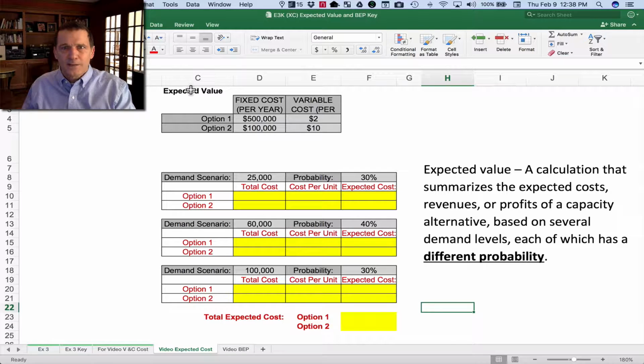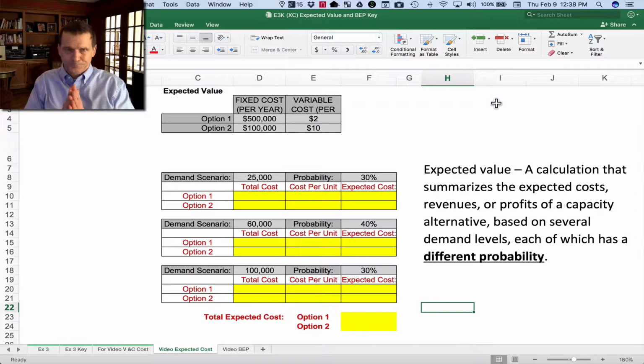So expected value, there's a definition I posted up here for you that's a pretty good one. Expected value, a calculation that summarizes the expected costs, revenues, or profits of a capacity alternative based on several demand levels, each of which has a different probability.